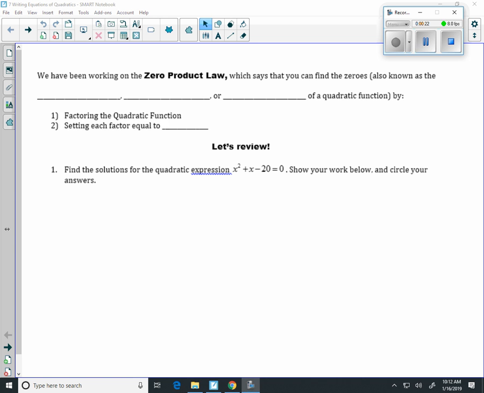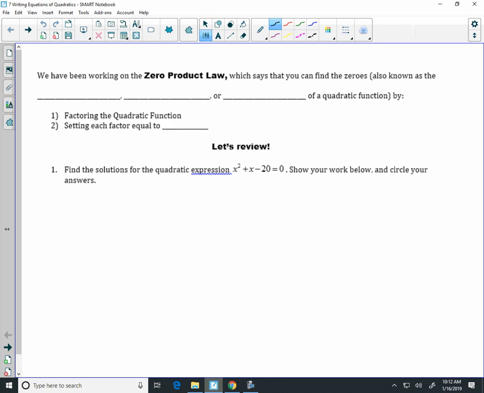So we have been working with the zero product law, and that law says that we can find the zeros, and the zeros are also the x-intercepts. We also call them the roots, or the solutions. And we find those by factoring and then setting each factor equal to 0. So that means if we have each of the zeros, we can kind of do this backwards. And that's what this is all about.